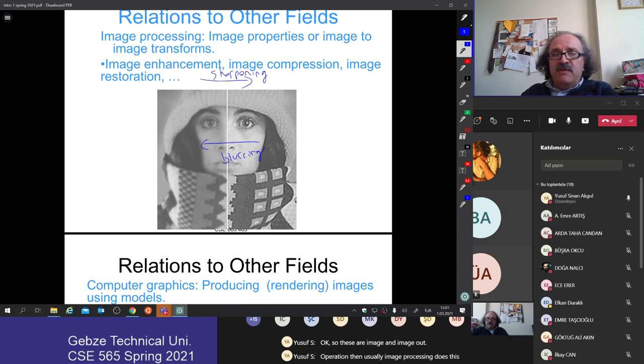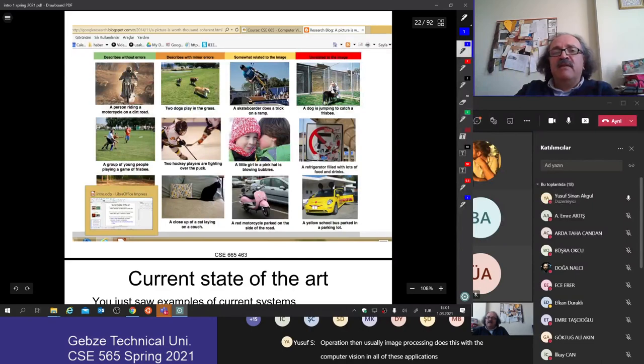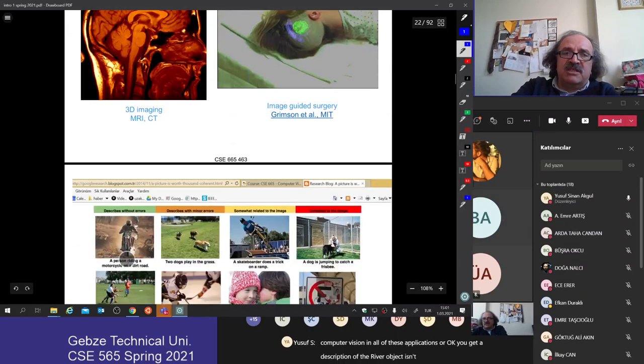With computer vision, in all of these applications, you get a description of the real world object. This is a natural language description.